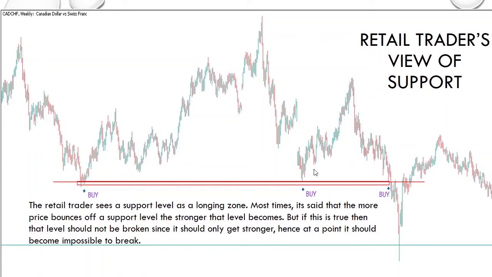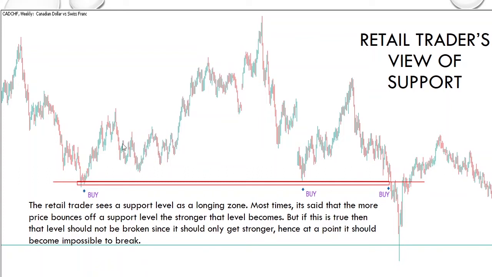And there's this popular notion in the retail universe that the more a level is tested, the stronger it becomes. But I find this ridiculous.